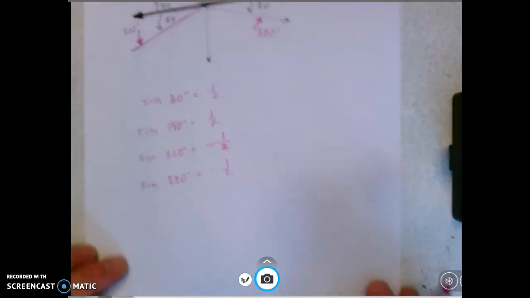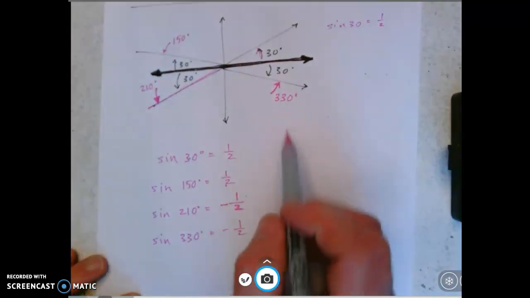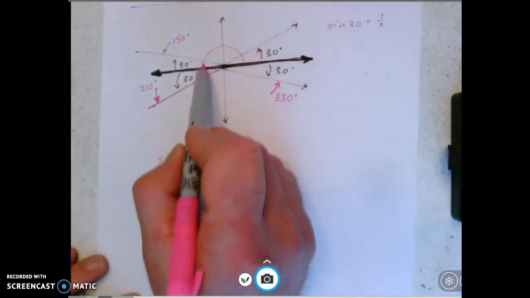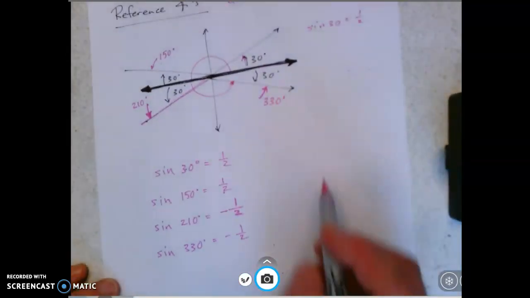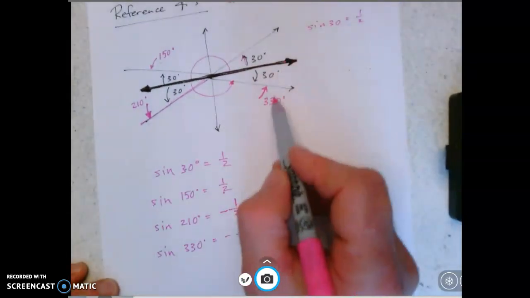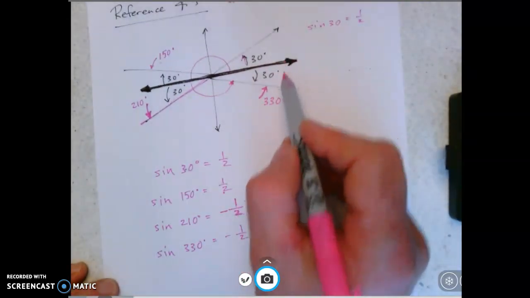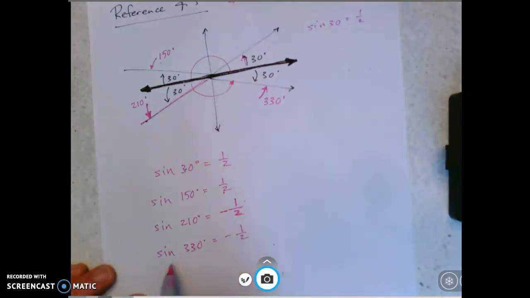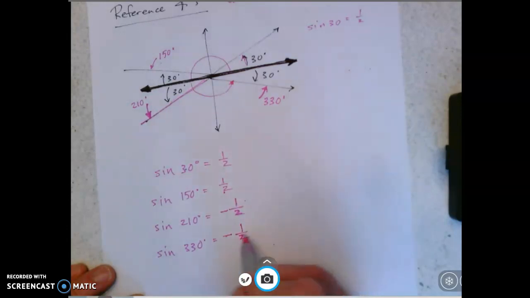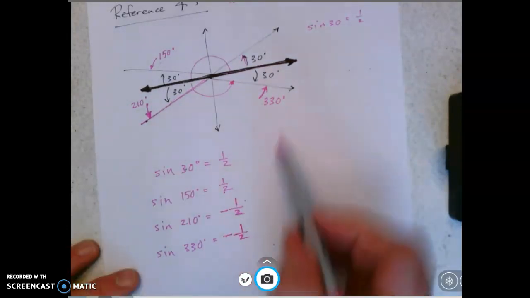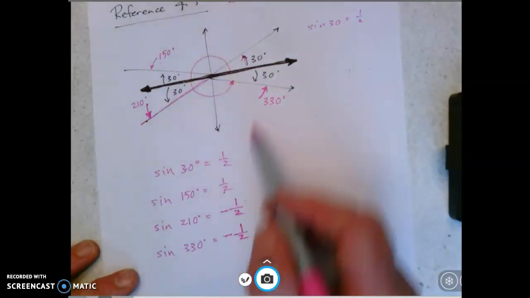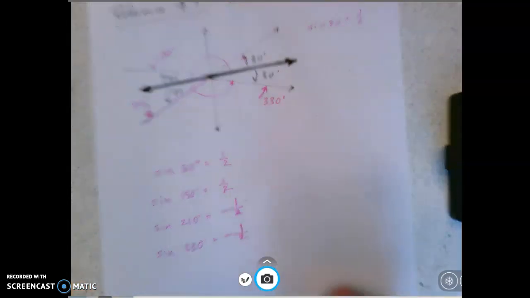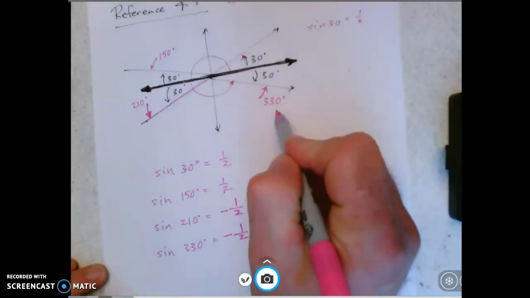And lastly, sine of 330 degrees. Again, that means I'm rotating all the way from here all the way to there. That's a 330-degree rotation. And again, my distance to the x-axis is still 30 degrees. That means my reference angle is 30 degrees. That means sine of 330 is going to be negative 1/2. And the reason for that is because it creates a triangle. We'll talk about that at a different time if you want. It creates a triangle that has the same ratio of sides. The only thing I need to concern myself with is I am in the fourth quadrant.